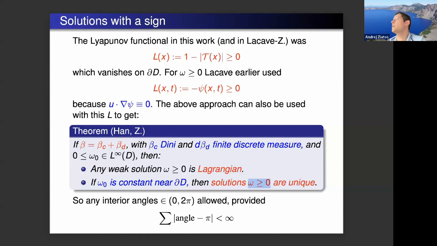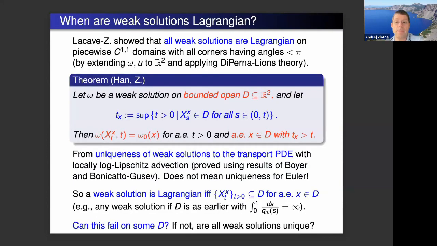Okay, and so I see I have a couple minutes, so let me just close in here with a few remarks. So first, with Lacan, we showed that all weak solutions were Lagrangian on these domains that were piecewise C^{1,1} with finitely many corners with angles less than pi. And we did it by sort of taking our solution and extending the velocity and the vorticity to R^2 and then applying the DiPerna-Lions theory.